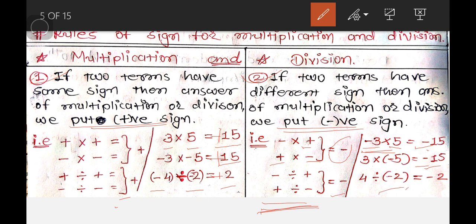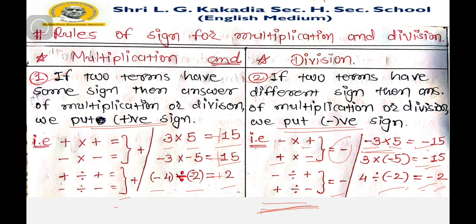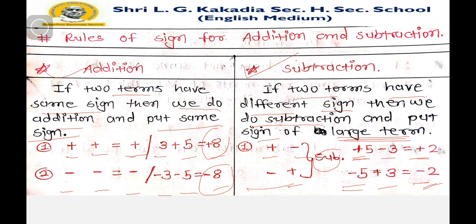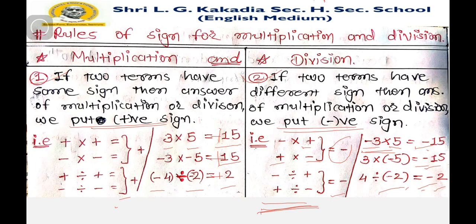In division, 4 divided by minus 2. First we divide 4 by 2, it gives 2, and here 4 and 2 have different signs, then we put a negative sign here. These were the rules for multiplication and division for sign. So here we have studied the rules of sign for addition and subtraction, and the other one, rules of sign for multiplication and division, that you have to remember.